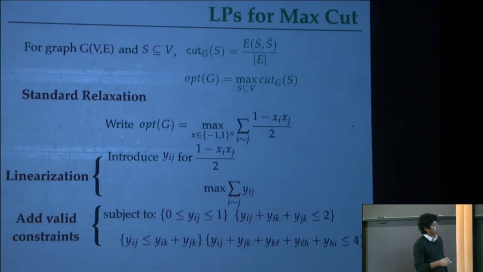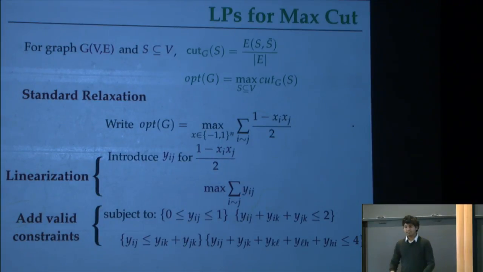For example, what I would call a standard relaxation for Max Cut would look like this. You know that this indicator was 0 or 1 valued, so I relax it to an interval. I say that in a triangle I can only pick 2 edges in a cut. In a 5-cycle I can pick only 4 edges of the cut, and so on. So I add whatever seems reasonable for the Max Cut question. This is one way to obtain a relaxation for the Max Cut problem.